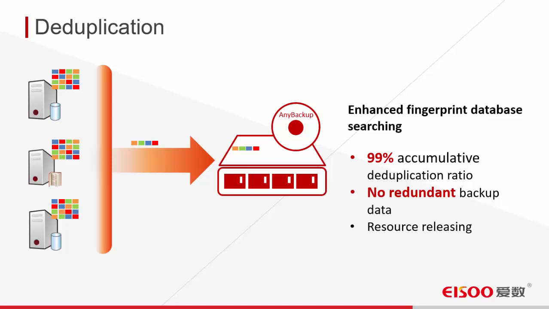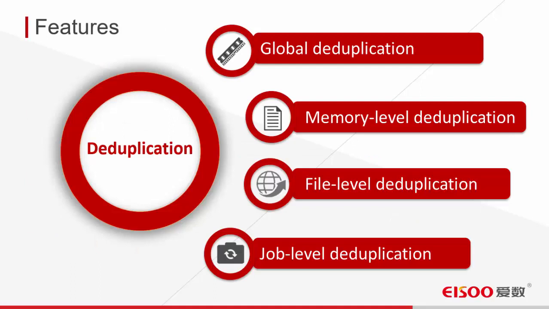The deduplication in AnyBackup is different from that of the previous versions, as it has already developed to the third generation. We have developed global, memory level, file level, and job level deduplication. Global deduplication is achieved by using one fingerprint database for all jobs. It deduplicates globally. Memory level deduplication means to deal with fingerprints in memory instead of disk. Thus, the fingerprint search efficiency will be enhanced.